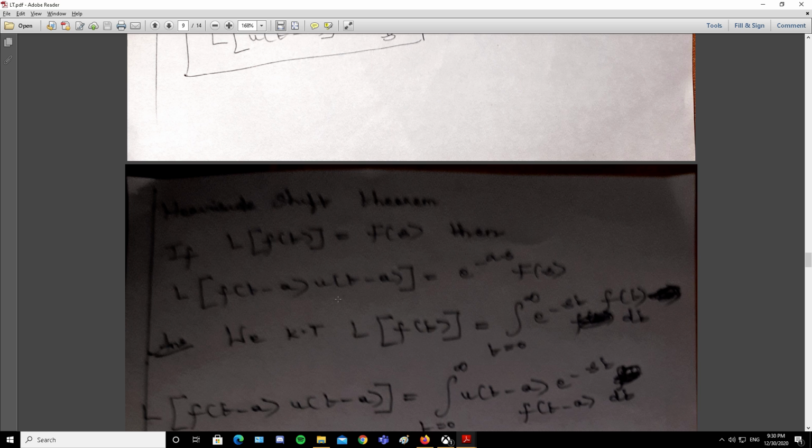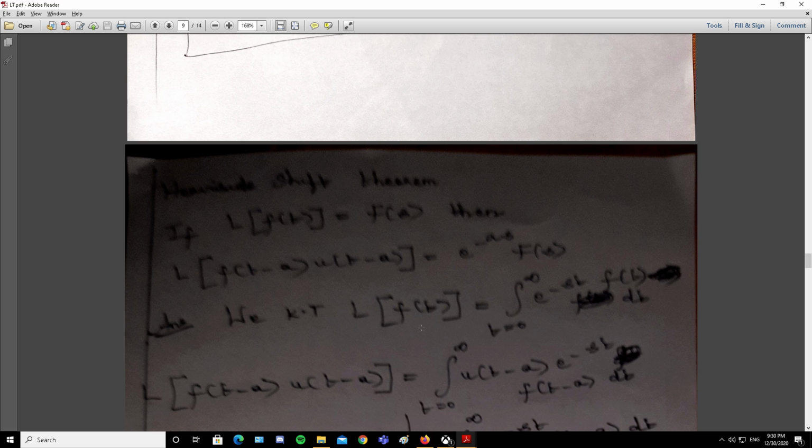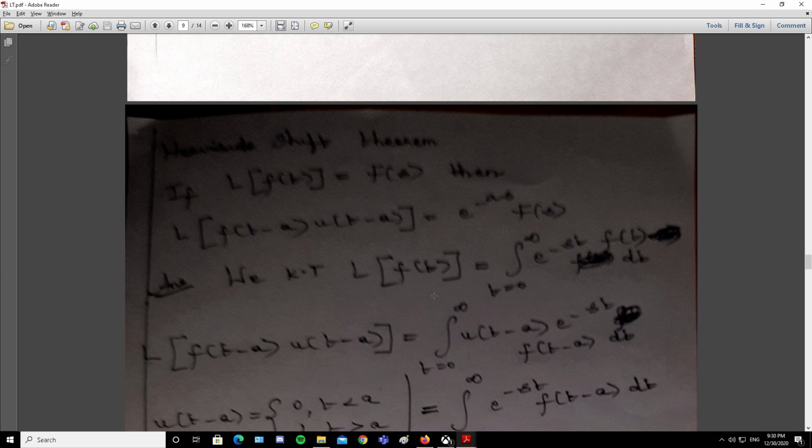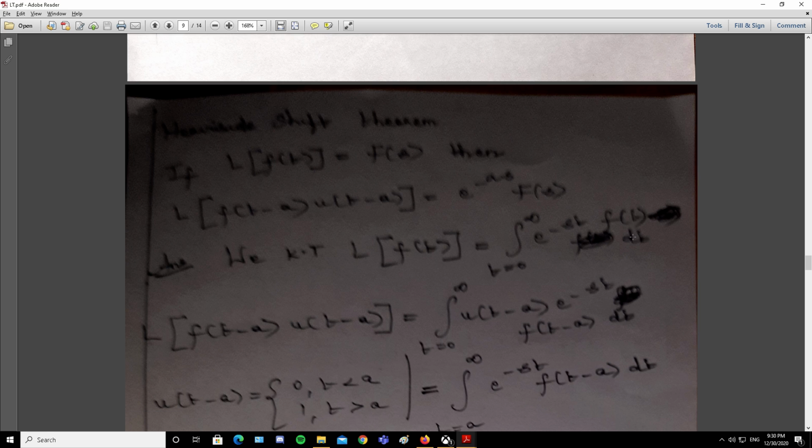So the Laplace of the product f of t minus a into u of t minus a is defined as e power minus as f of s. So start with the definition. What is the definition of Laplace? Integral 0 to infinity e power minus st f of t dt. So in place of f of t, you have the product u of t minus a, f of t minus a.